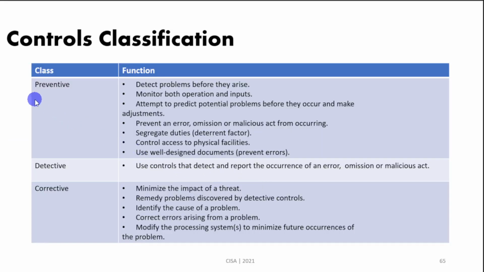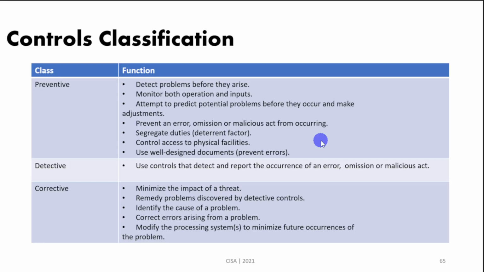Here we have a definition of each function. The first class is the preventive control. Preventive control can be used to detect, monitor, and also help to control access as well as prevent errors from happening. So if you are aware of security, you may have heard before about the intrusion detection system and the intrusion prevention system.